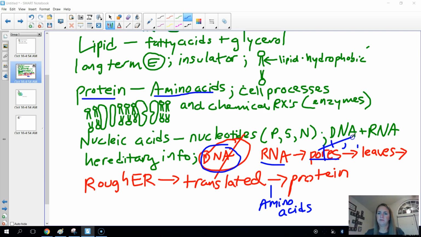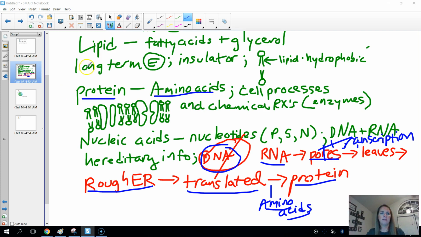Again, it's called transcription. And so the RNA transcribes the DNA, leaves the nucleus, goes to the rough ER, and then amino acids are brought over to translate that into a protein. So everything's intertwined, and it's really important for us to obviously listen to these lessons, but also listen to them over and over again and study your notes every day.